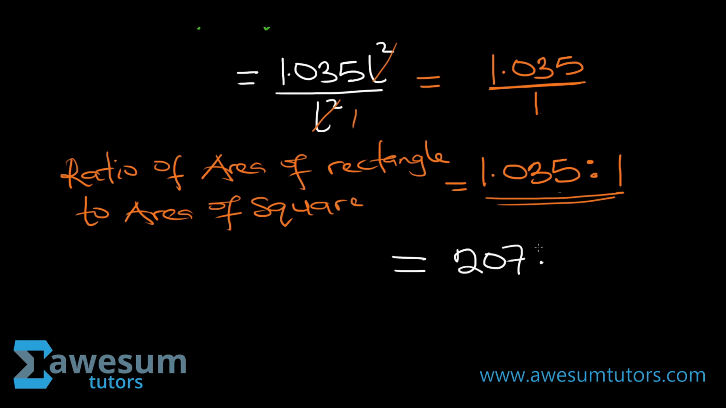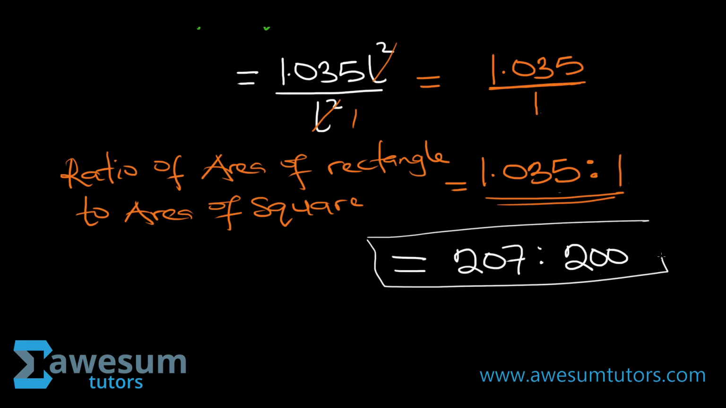If you multiply both of them by 200, you are going to arrive at 207 ratio 200, because 200 times 1.035 will give you 207, and 1 times 200 will give you 200. This is also your final answer. So you can leave your answer this way, or you can leave it this way. Both are correct answers. Like I said, because this one is in decimal, you may want to go a little bit higher by converting it to a whole number.